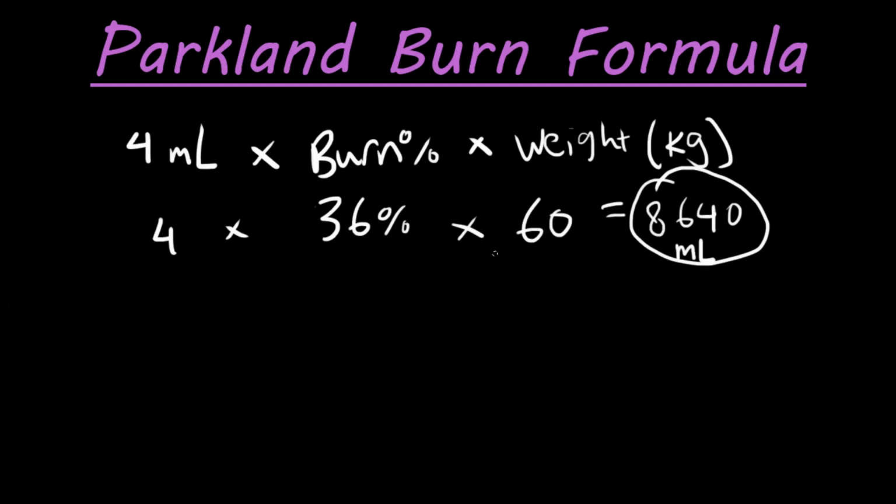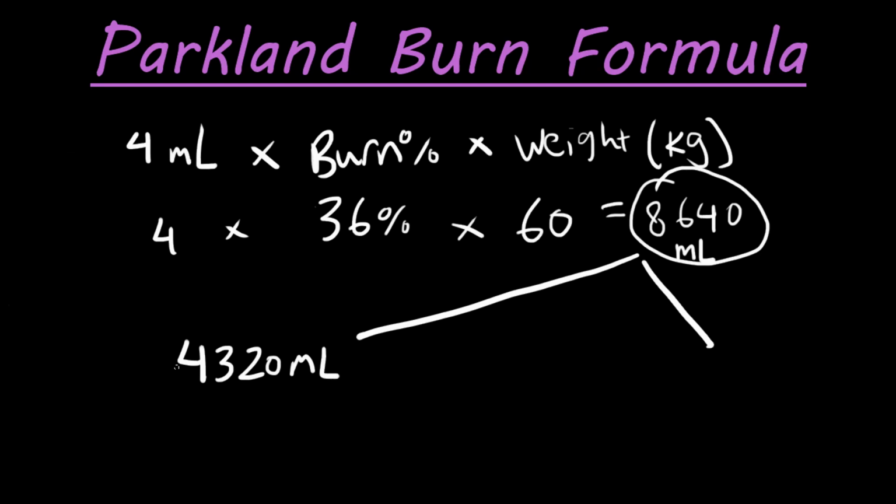And so we actually split this up further into a few sections. We're going to divide this by 2 to get 4,320 mils. And this is how many mils that we're going to give in the first 8 hours since the injury. So we're going to run this over 8 hours since the time of injury. Now let's say if it's already been 2 hours since their burn and they just got to the emergency room or wherever they are, we're actually going to run this over, say, 6 hours if it's been 2 hours since the time of injury. So it's whenever their burn occurred.